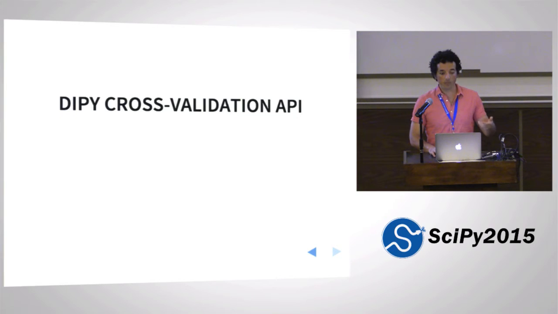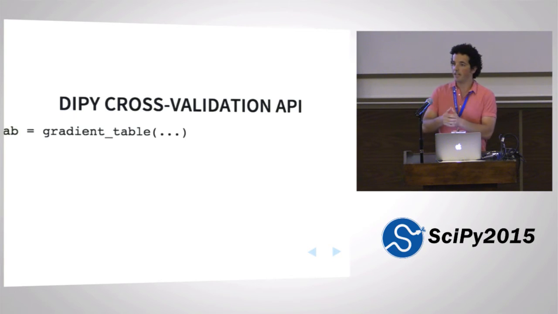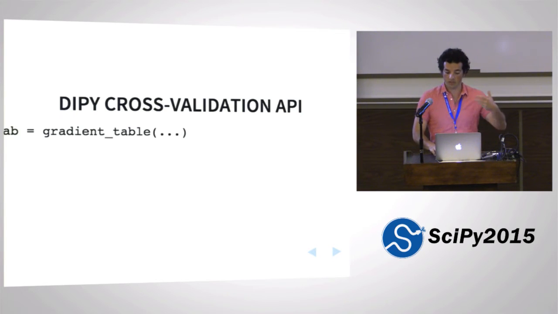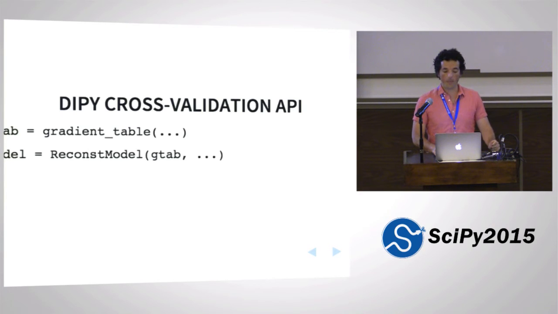Now, we've developed an API to do these kind of cross-validation tests of models in DIPY. This is falling off the screen as well, but I'll just tell you what you see here. The idea is that you define a variable that tells you about the gradients that were measured. That's this gradient table. It's an object that represents the measurement. And then you can define a reconstruction model.